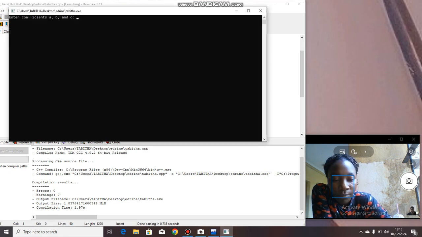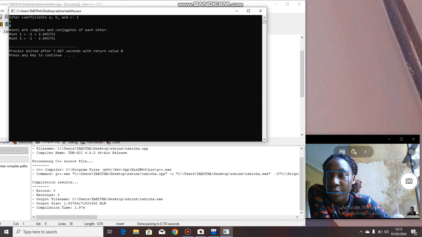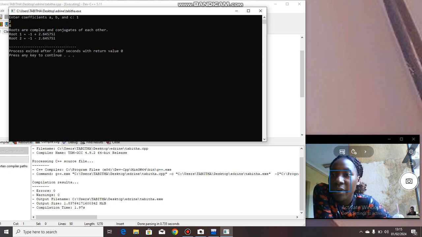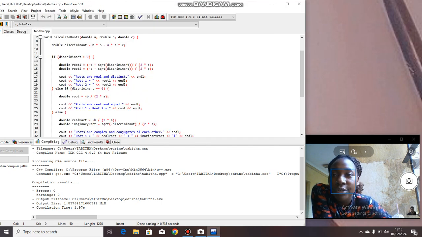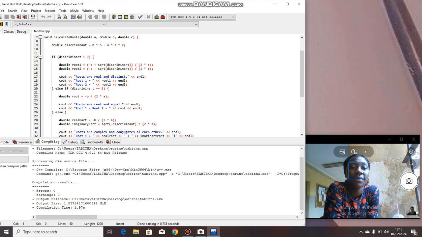What about when a is 1, b is 2, and then c is 8? What do we get? We get that the roots are complex and conjugates of each other. The first root is a complex number, and the second root is the conjugate of that very first root. So this is what we finally get. This is a continual thing. You can continue feeding in coefficients and values, and you can still find this very thing.